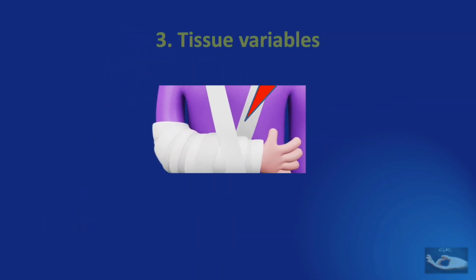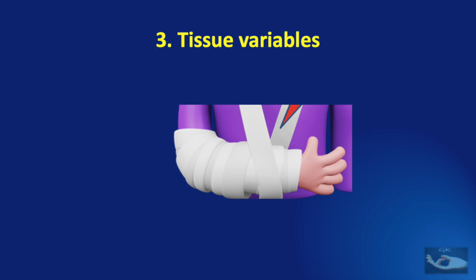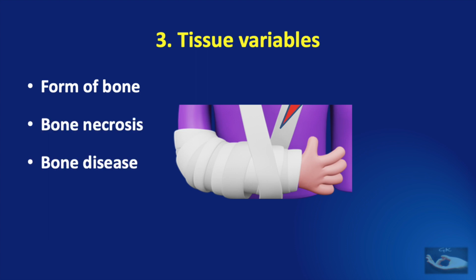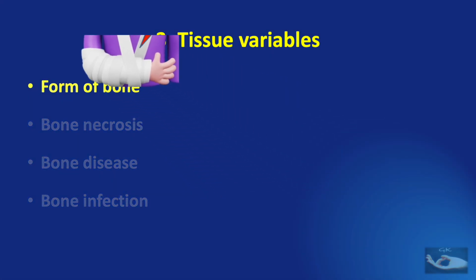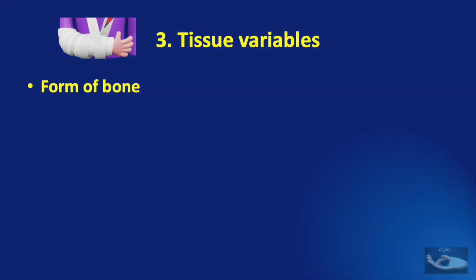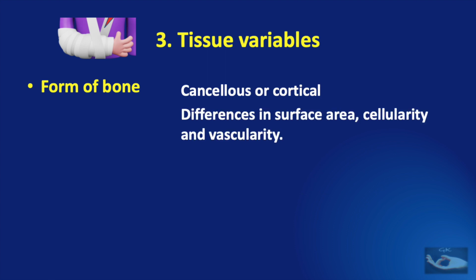Next, we shall consider the tissue variables that can influence fracture healing. It could depend on the form or type of bone that is fractured, bone necrosis, bone disease, and bone infection. When we say the form or type of bone, we mean whether it is cancellous or cortical. These two types of bone have differences in surface area, cellularity and vascularity.